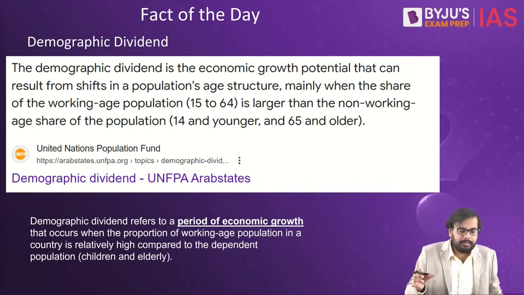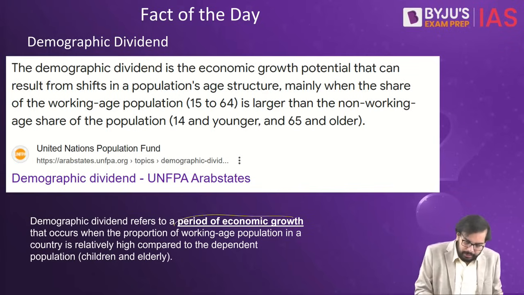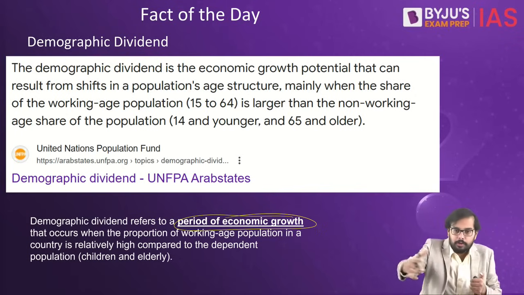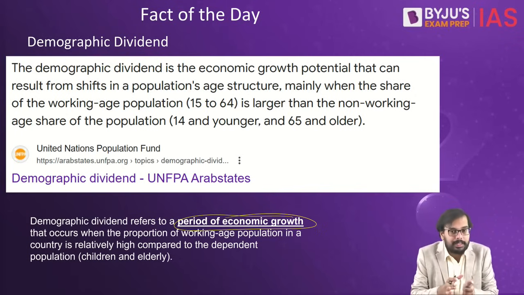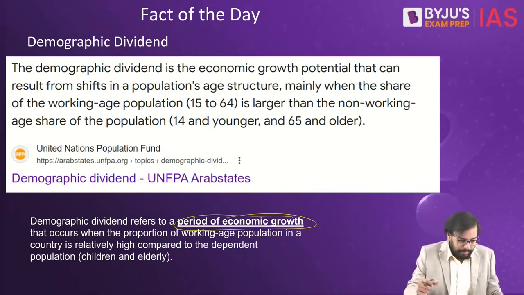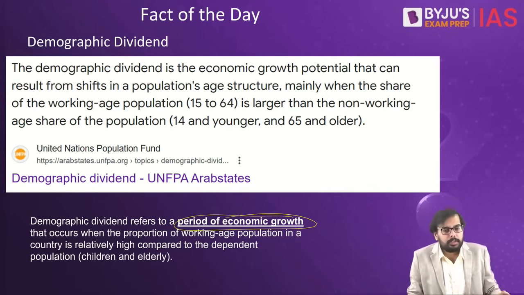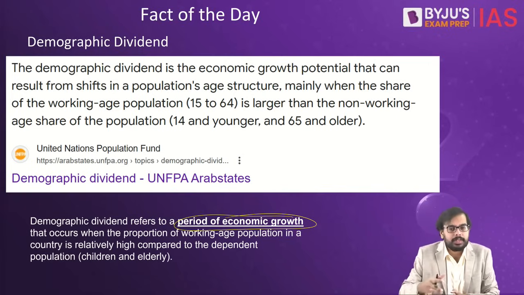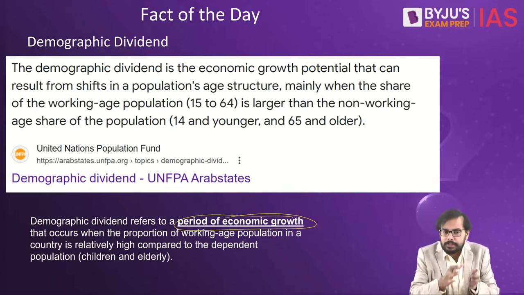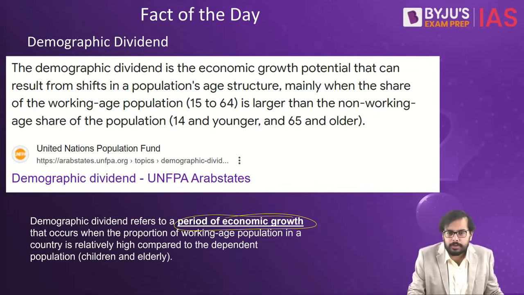Demographic dividend is a period in economic growth. Every country has a period of economic growth. So demographic dividend is a period in a country's economic growth that occurs when the proportion of the working age group is more compared to the proportion of the non-working age group. Non-working age group are your children and elders, that is 60 or 64 plus.